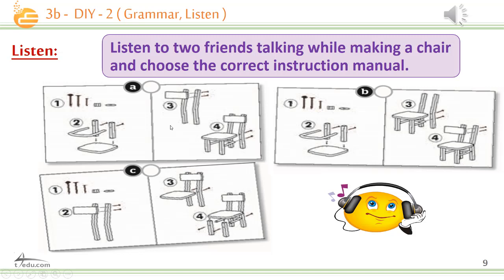Okay, in step 3, the long legs, okay, we have in both the long legs, but here they attached the seat and here they attached the back. So in step 3, you attach the back, not the seat. So the correct instruction manual is A. Very good. Is A. Very good.